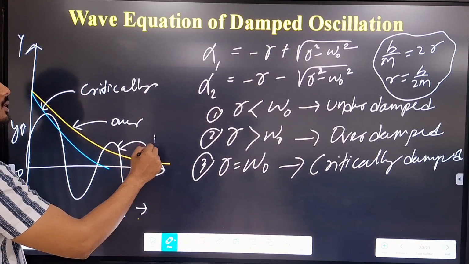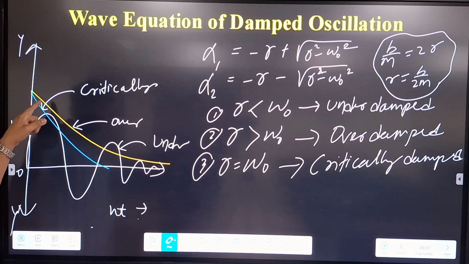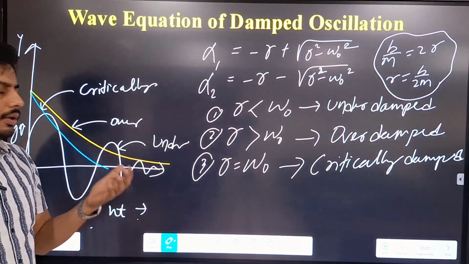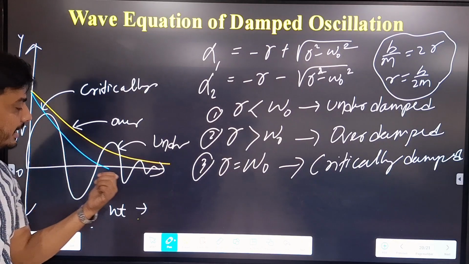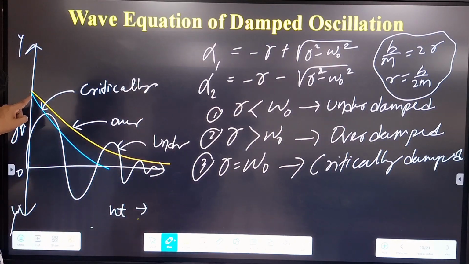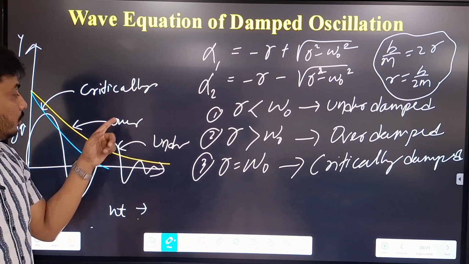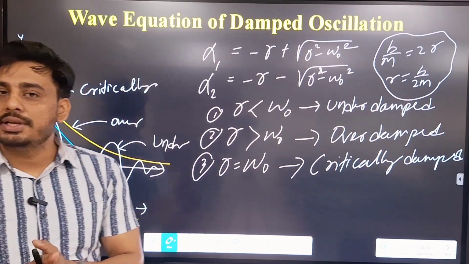And this white one is the underdamping condition. So here you can see, in case of overdamping condition and critical damping condition, in both cases the displacement decreases, but in the critically damped case the displacement decreases more rapidly as compared to the overdamped condition. So this is all about the damped oscillation.